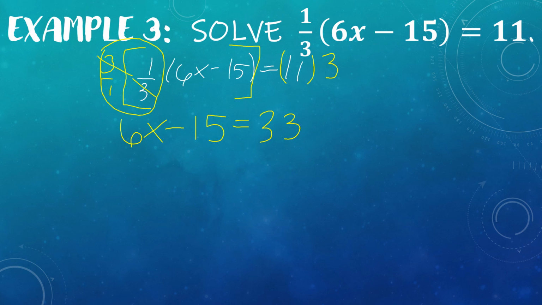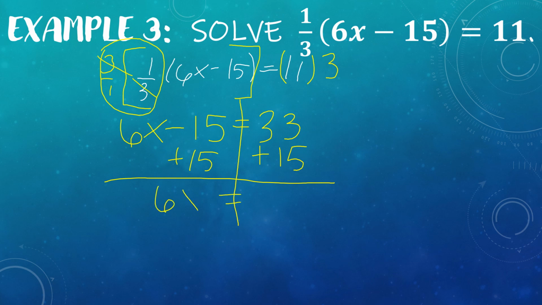So I'm going to do the opposite of minus 15, which is plus 15. And I'm going to remember to do it to the right side as well. So remember, if it helps you, draw the line. If you don't need the line, don't draw it. So on the left side, that's going to leave me with 6x plus 0. I don't need to write plus 0. And 33 plus 15 on the right side is going to be 48.